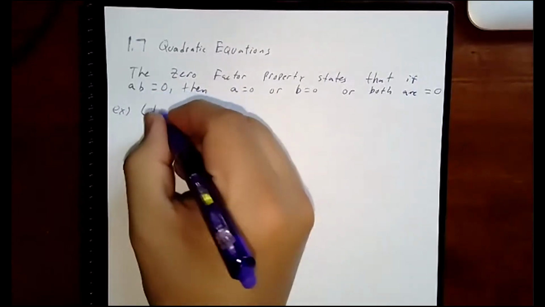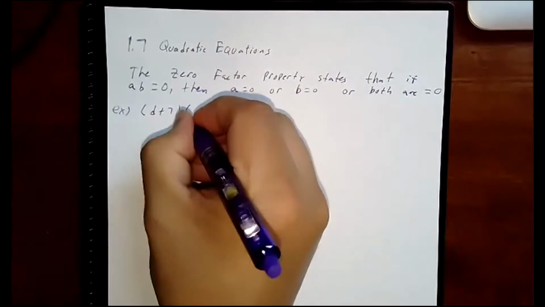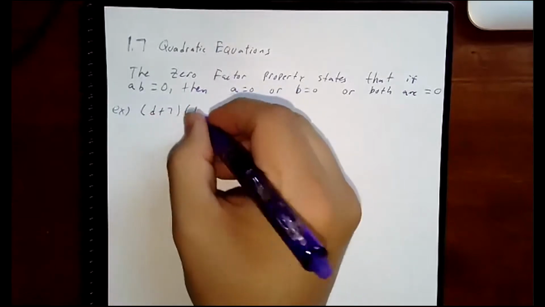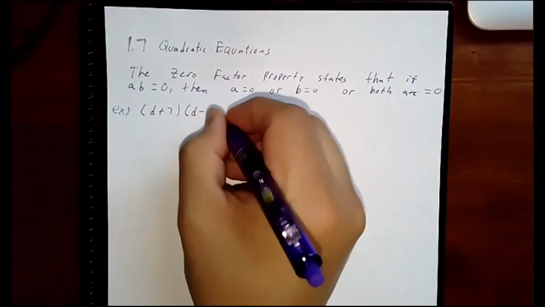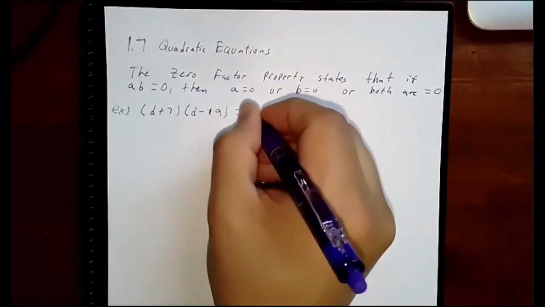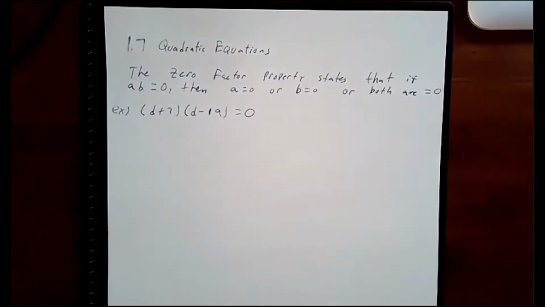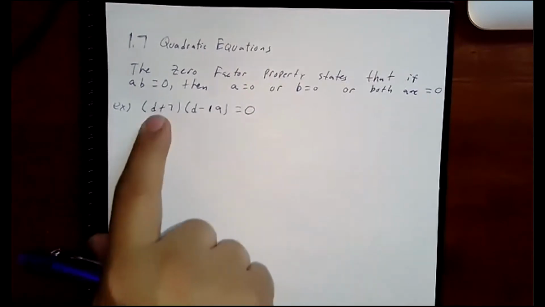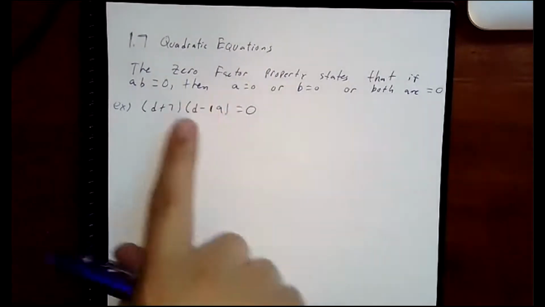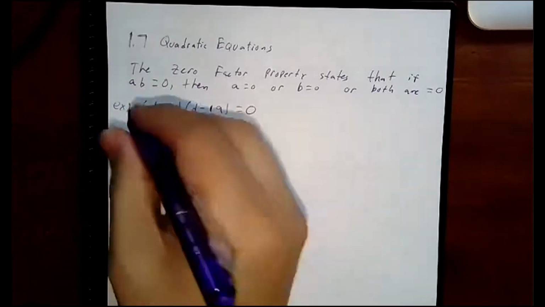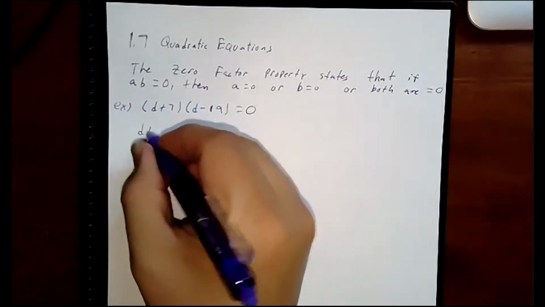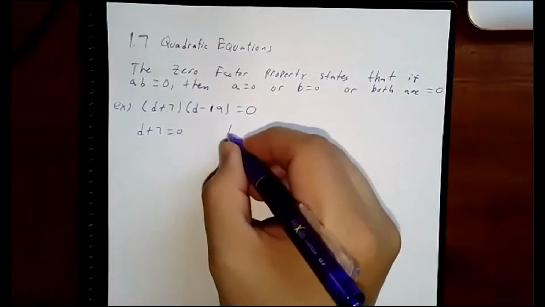Let's say d plus 7 times d minus 19 is equal to 0. Since it's factored, you have some A times some B, just some term. So you set each one equal to 0, right? You guys remember doing this?